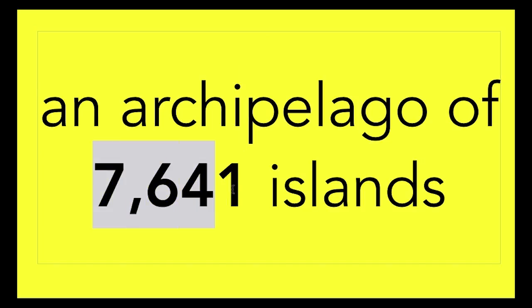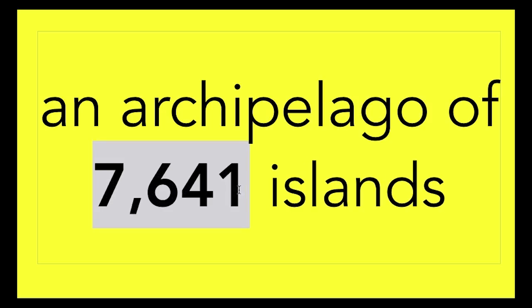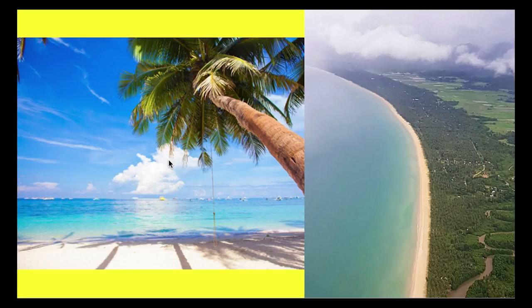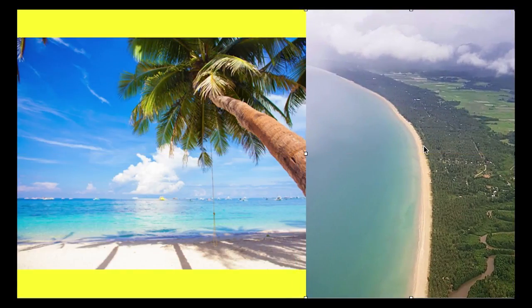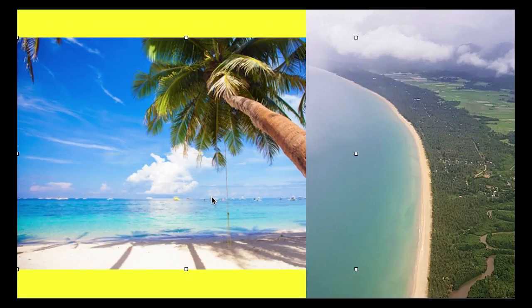It has how many islands again? 7,641 islands. Maybe that's one of the reasons why we are so separated from each other. And its coastlines are among the longest in the world. Since it is an archipelago, its coastlines are very, very long. Here in Mindanao, here in Visayas, here in Luzon, there are lots and lots of beaches. One of the famous beaches in the entire world belongs to the Philippines.